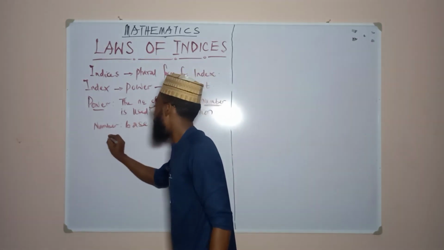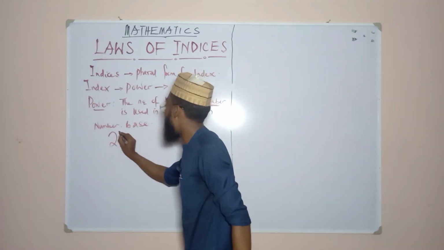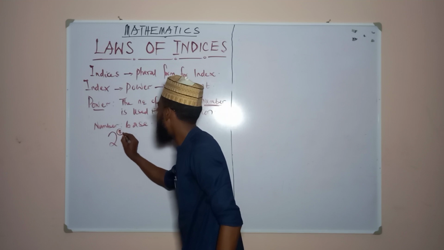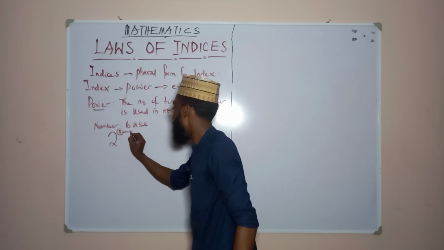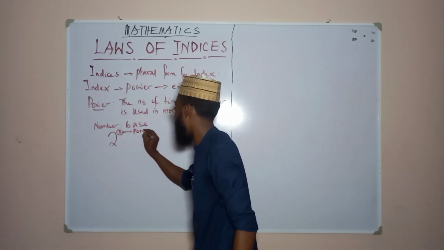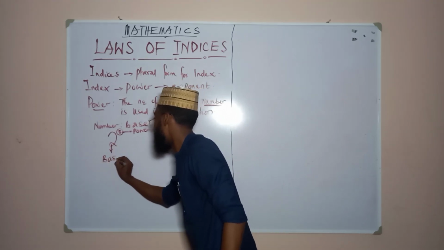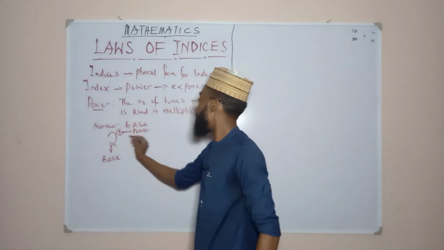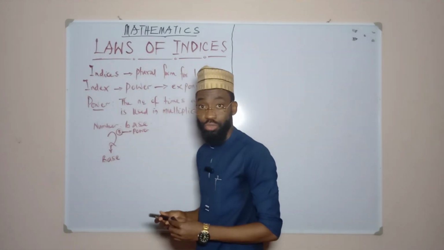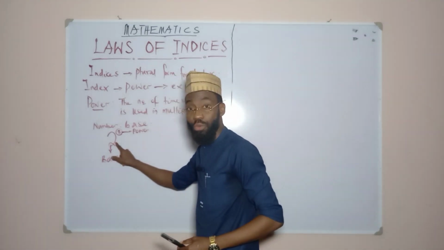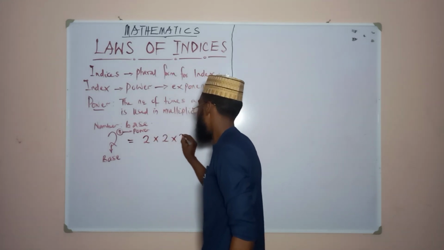To represent the power of a number, let me assume I have 2, which is the number, and I write a small value on top of that number. This small value I have written is what we call power, while this 2 here is the one we refer to as the base. So to pronounce this, we say 2 raised to the power of 3. This 3 tells you the number of times you are going to multiply these 2. This means 2 times 2 times 2.